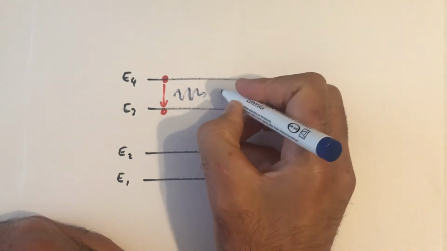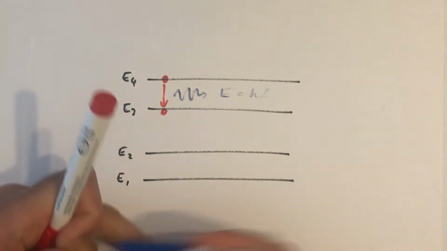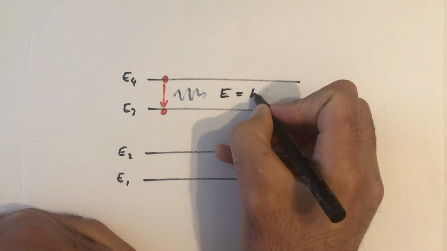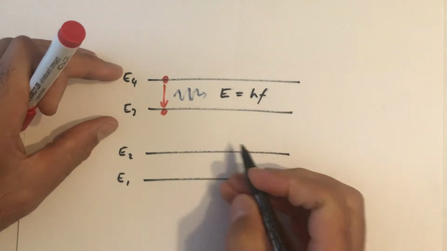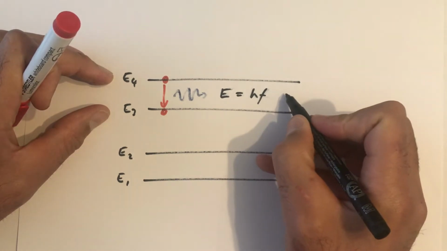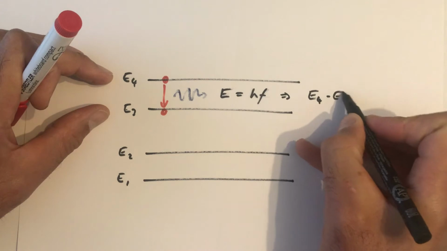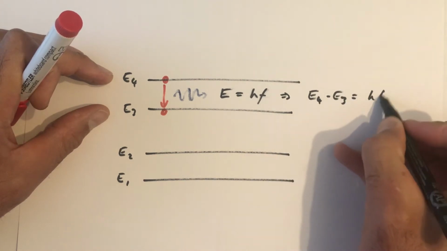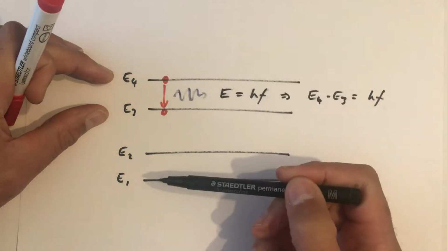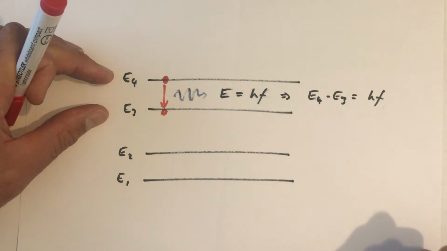And remember that the energy of a photon is given by E equals hf. So the energy of a photon is given by E equals hf. In this case, if there were values given here, that would give me E4 minus E3 equals hf. And if I've got numbers associated with these energy levels, I could subtract between the two to find the energy of the available photon.